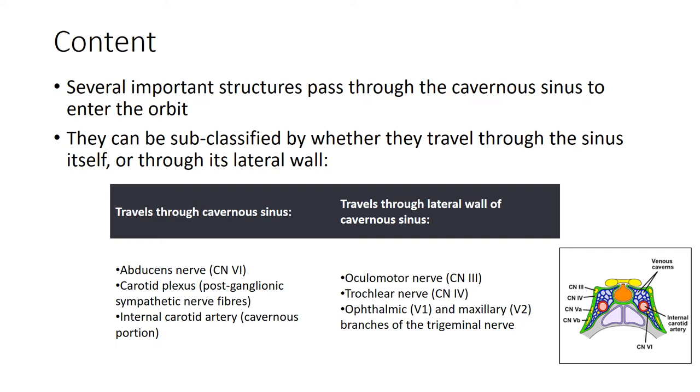Those structures that travel through the lateral wall of the cavernous sinus include the oculomotor nerve, cranial nerve number 3, the trochlear nerve, cranial nerve number 4, the ophthalmic division of the trigeminal nerve, and the maxillary division of the trigeminal nerve. So here we can see those structures that travel through the lateral wall of the cavernous sinus, the 3, 4, and 5 cranial nerves, and those that travel through the cavernous sinus, for example, the internal carotid artery and the 6th cranial nerve.